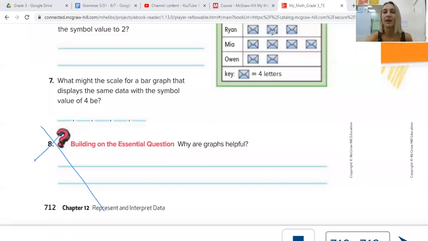All right, that is math for today. You're gonna jump into grammar next whenever you finish up with this.